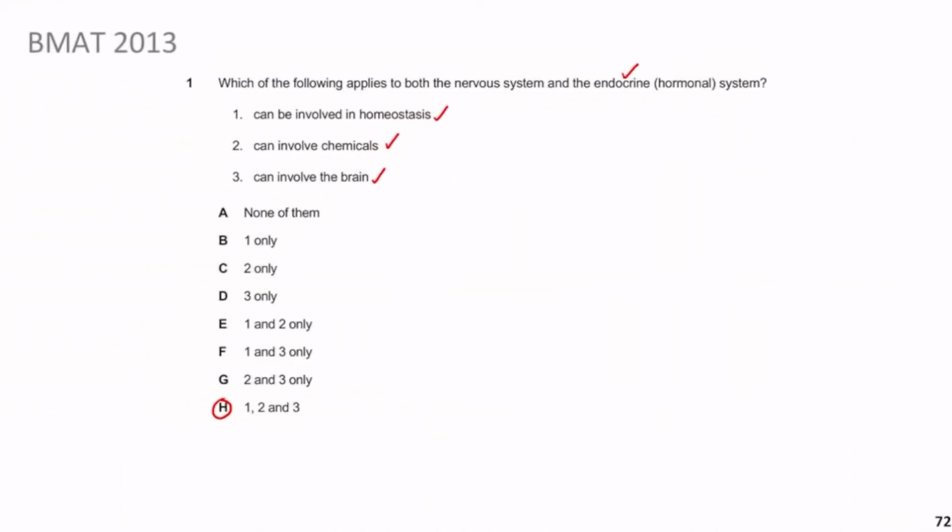All right, guys, welcome back. Previously, we were looking at BMAT 2013, question 1. I think the real struggle people probably have in this question is the last statement can involve the brain. So just remember, the hormonal system also includes the pituitary and the hypothalamus, which are really critical for the endocrine system, as you will come to see when you come to university. But you don't have to know about the details at this stage.